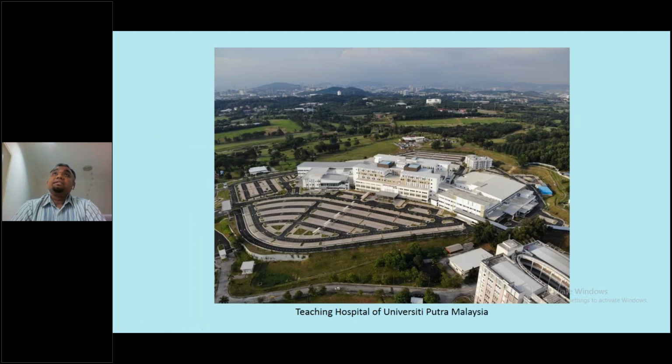So just recently, back at the end of 2019, we have our own baby, our new baby. We call it our own teaching hospital for our university, the Teaching Hospital of Universiti Putra Malaysia. It's a 400-bed hospital equipped with most of the high-tech facilities.